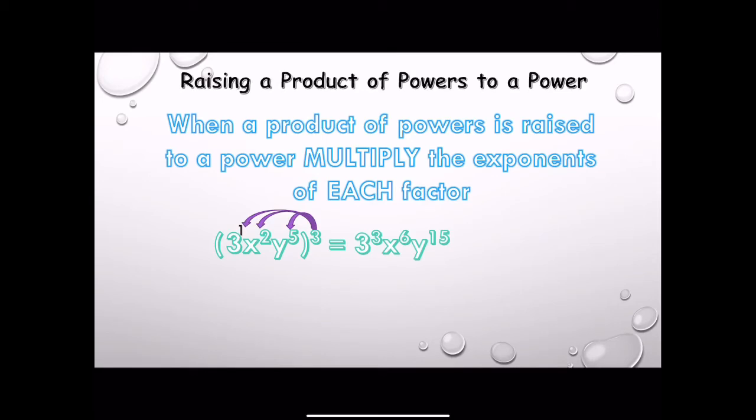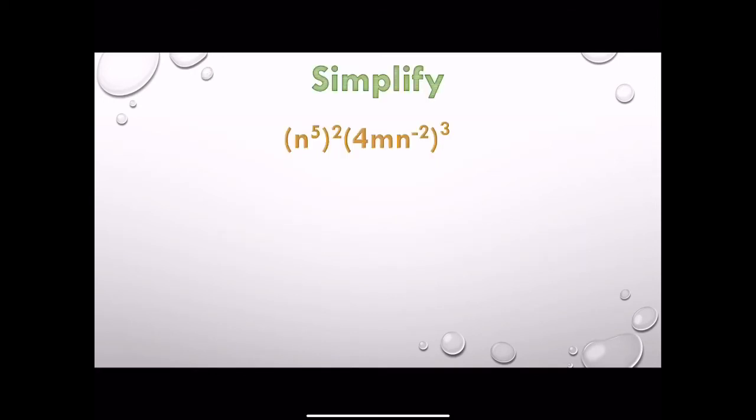Remember, what we're doing here is we're multiplying, which gives me 27, x to the power of 6, y to the power of 15. So that is what your final answer would be. The in between would be our work. So let's go through and simplify.